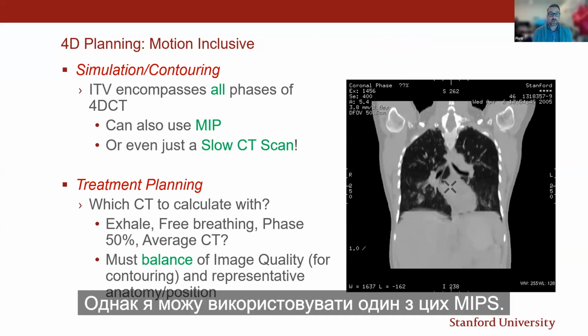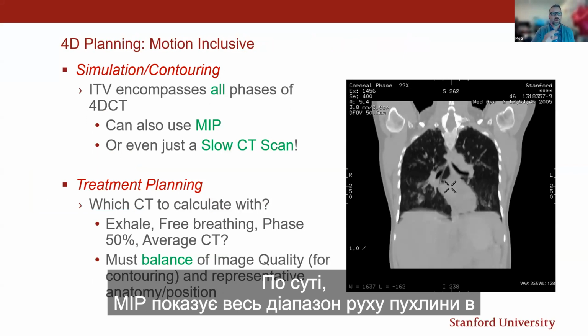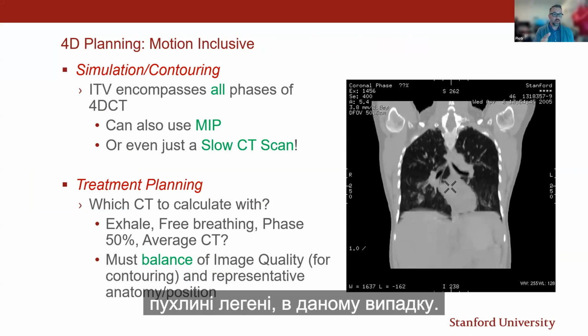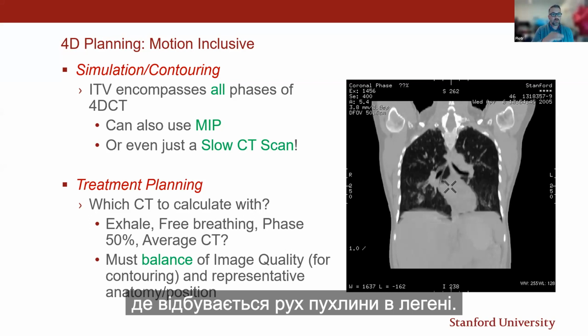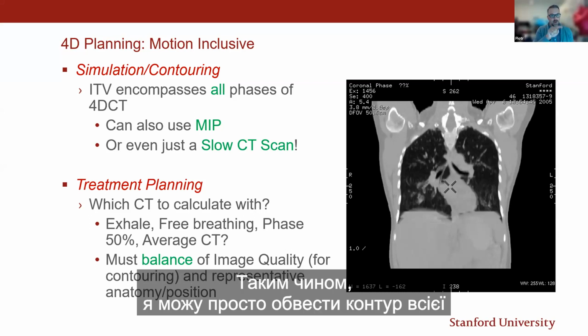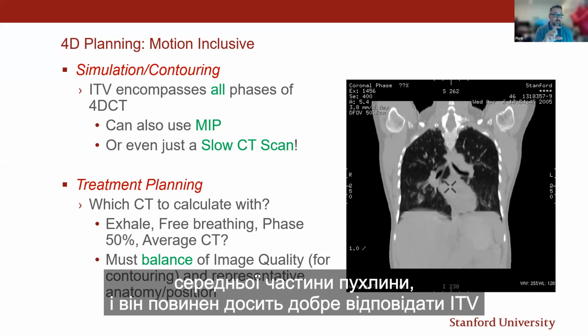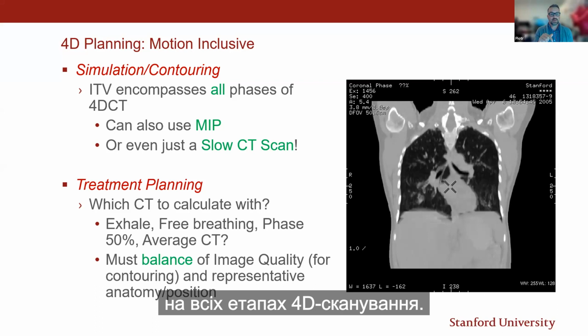However, I can use one of those MIPs. So essentially a MIP shows you the entire range of motion for that tumor, a lung tumor in this case. So any pixel that's blurred out in a MIP will be where the motion of that tumor is within the lung. So I could just contour the entire MIP area of that tumor, and it should correspond fairly well to an ITV across all those phases of the 4D scan.